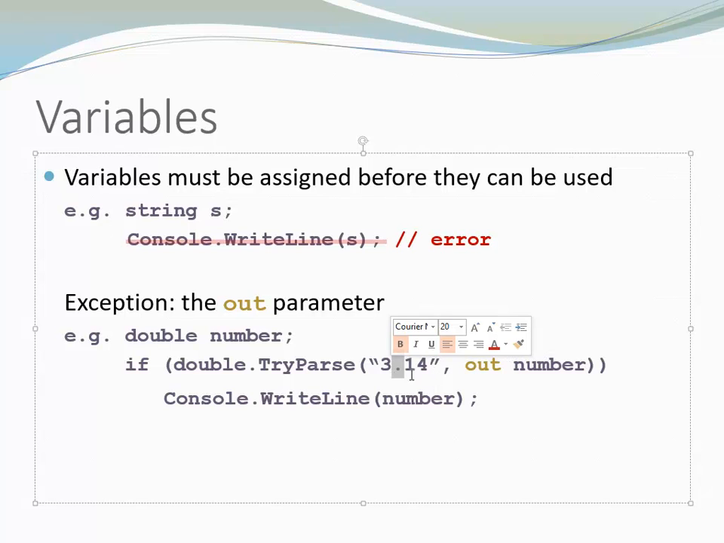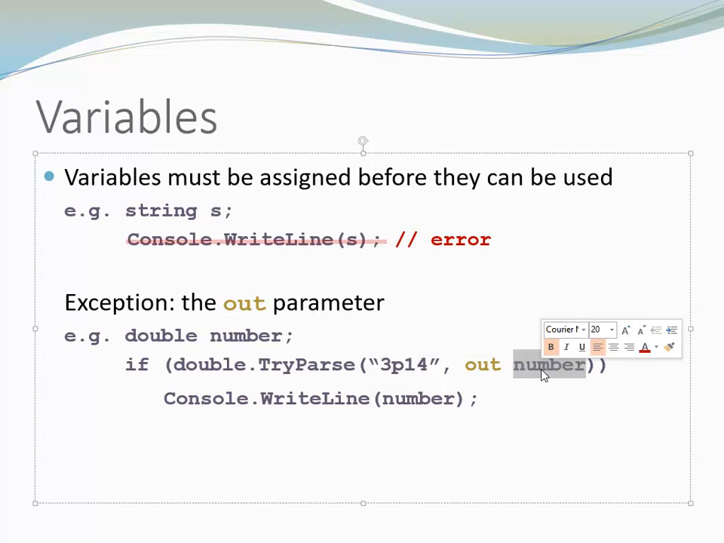Now let's just assume there would have been a typo or some other reason to have a p there, and at this point the string 3p14 can no longer be parsed to a double. What would happen is the following. Inside the method, they check, can the string be parsed? They realize, no, this is not the case. Number would get assigned the default value for double, which happens to be 0.